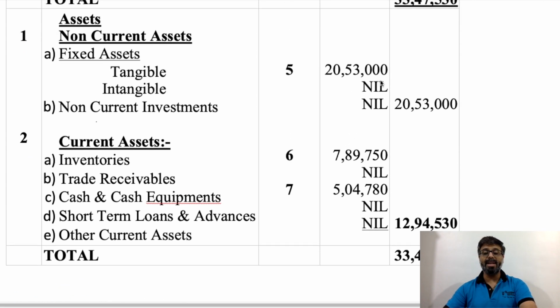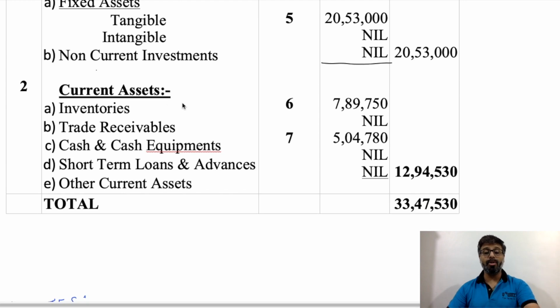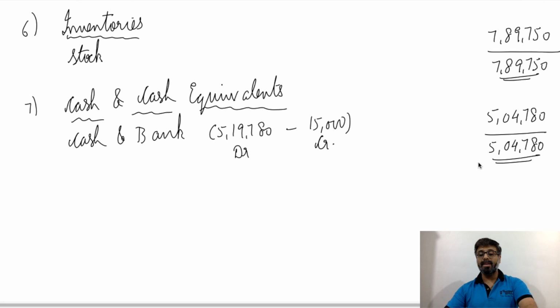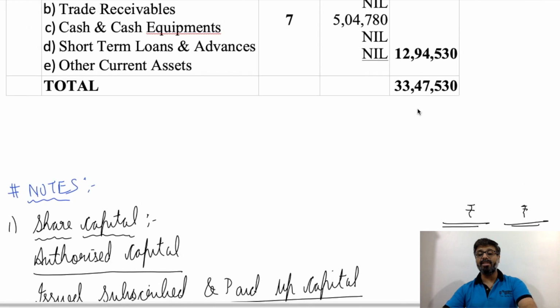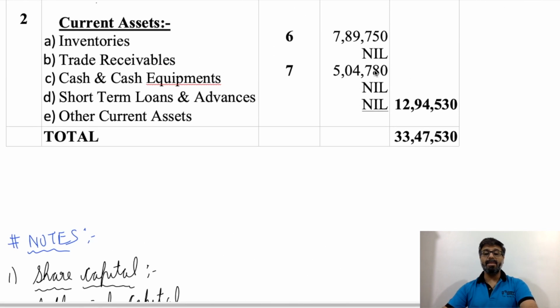Now asset side, non-current assets, in that A, fixed assets, tangible assets, we have 20,53,000. So tangible 20,53,000, intangible nil, non-current investments nil, and if you want you can write those C and D items also, long-term loans and advances and other non-current assets nil. Even if you don't write, that's okay. So total of these is 20,53,000. In current assets, current investments, if you want you can write it as nil. Otherwise inventories we get in note 6, 789750. Then trade receivables are not there.